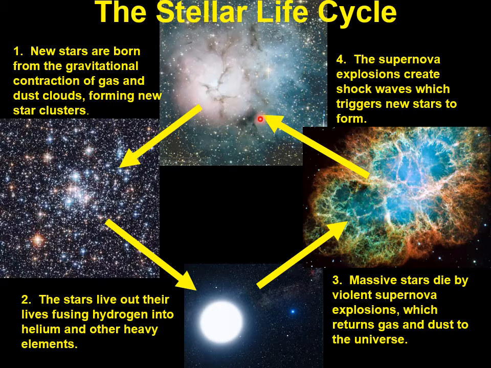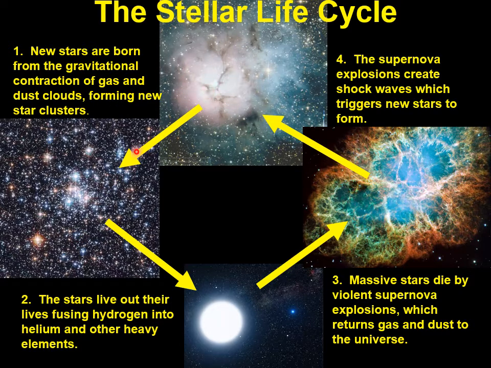So we can start up here. New stars are born from the gravitational contraction of gas and dust clouds, forming new star clusters. So this is another one of those nebulae that contains gas and dust, and inside the nebula, the gas clouds are contracting by their own weight due to gravity and forming new stars. And stars are born in batches, not just individual stars, but hundreds or even thousands of stars are all born together.